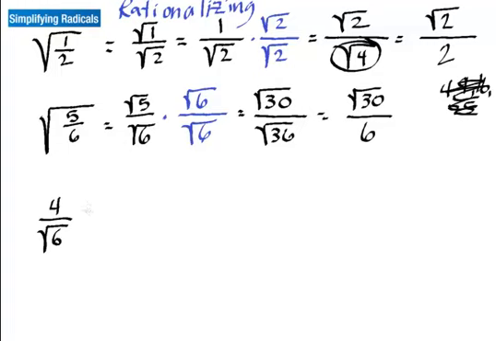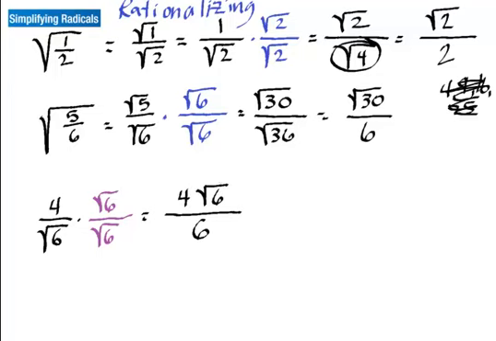Let's look at this guy. Same thing. I'm going to multiply top and bottom by the square root of 6 because we don't like that square root in the bottom. It's just something about it that drives mathematicians crazy. So we're going to make sure that we get it out of there. We're going to have the square root of 36, which is then going to be a 6. So I'm just going to write it like that. And then we have 4 times the square root of 6.